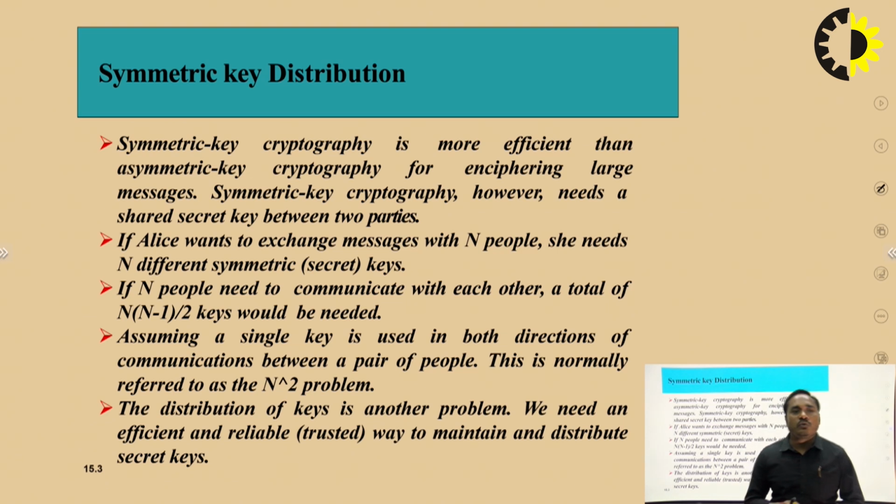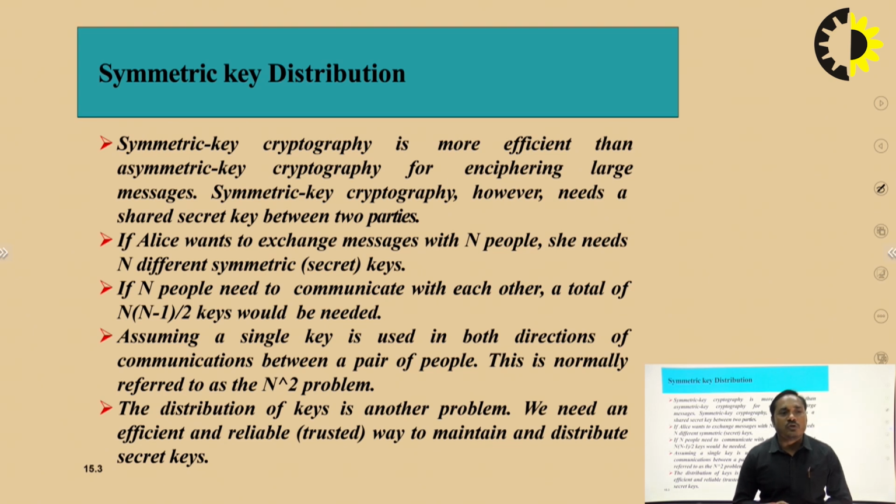If n people need to communicate with each other, a total of n into (n minus 1) by 2 keys would be needed. If n people want to communicate with one another, there is a formula: n into (n minus 1) by 2 keys are required. This assumes a single key is needed in both directions, because if you are going to communicate, the key is needed for the sender as well as the receiver. So this is the common key in both directions.